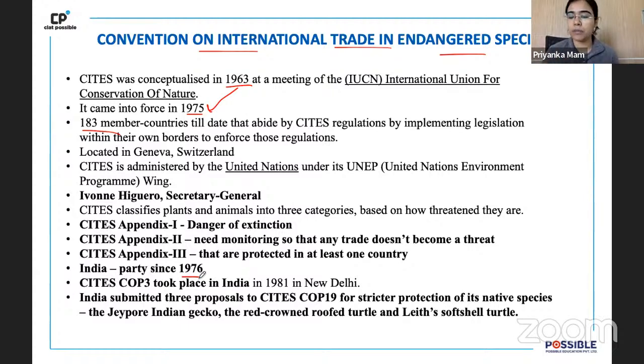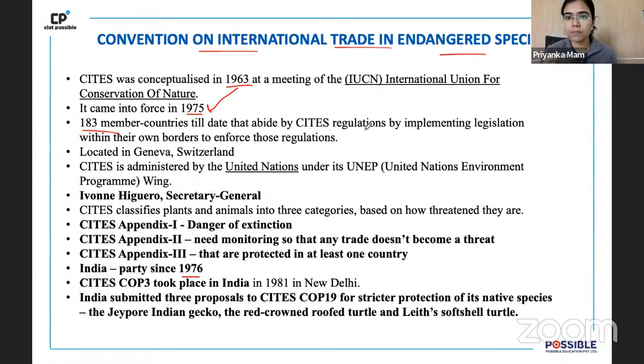So 1963 में conceptualize हुआ, 1975 में it came into force. एक साल के बाद India became a member. How many member countries are there? 183 member countries. नाम से पता चल रहा है, what are they talking about? They are talking about international trade in endangered species.